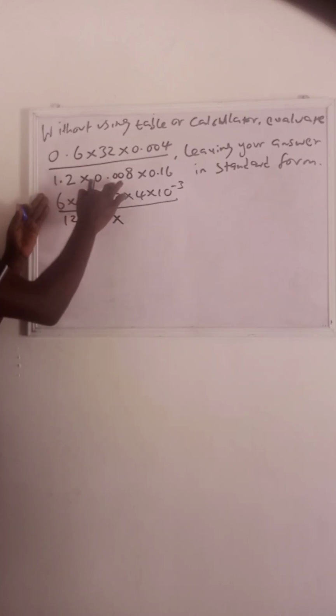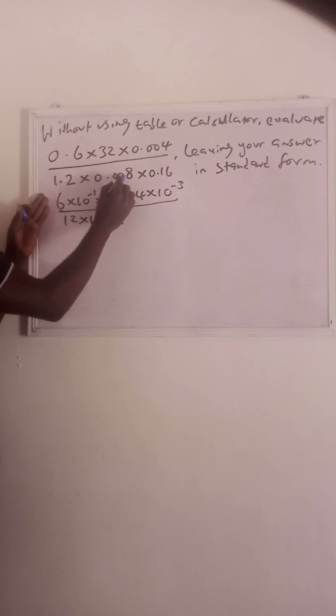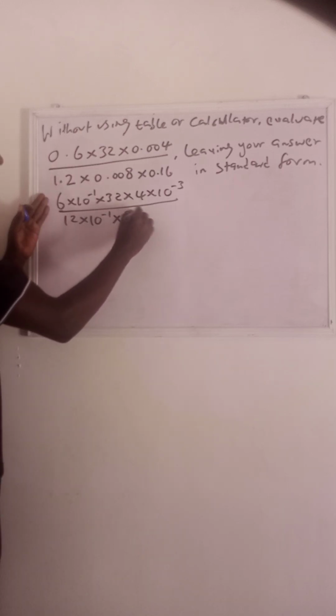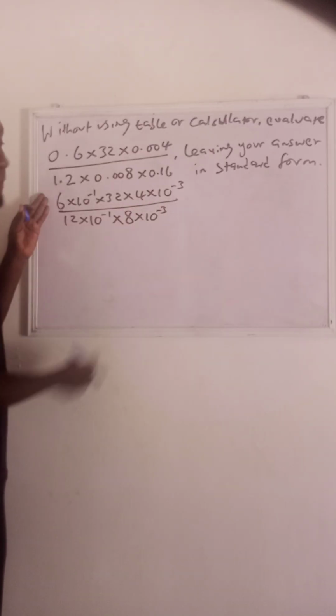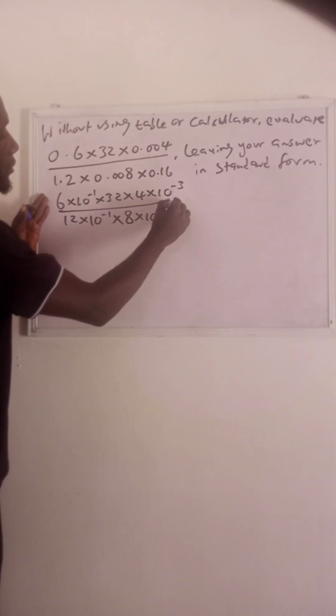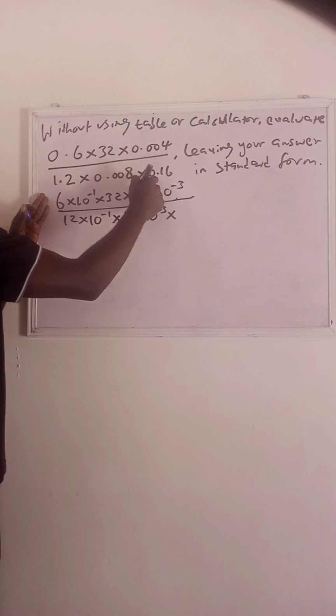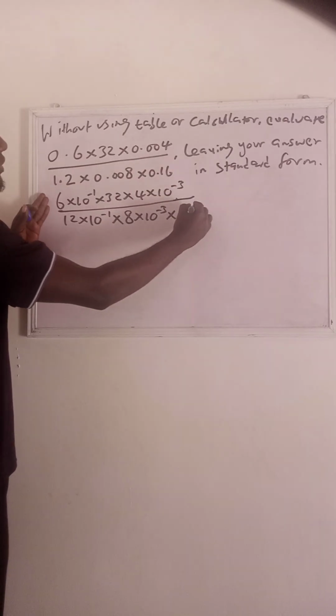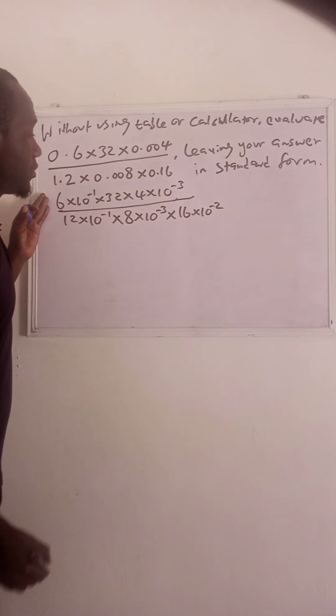Then times this 0.008, we can shift it also. 1, 2, 3. We shift it 3 times. That is 8 times 10 raised to the power minus 3. Then times 0.16. This 0.16 we shift it twice. That is 1, 2. That's 16 times 10 raised to the power minus 2.